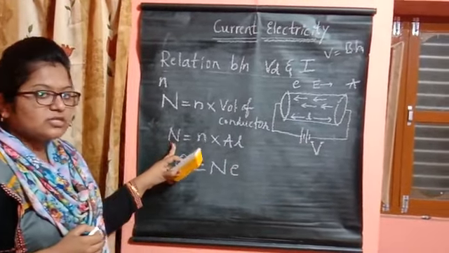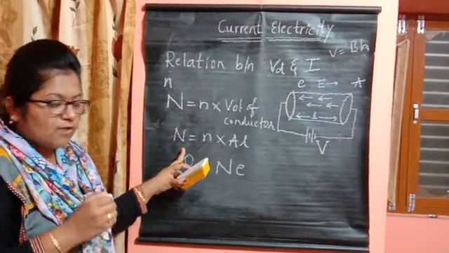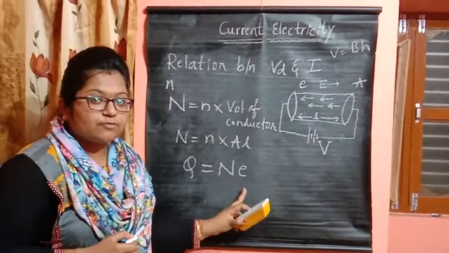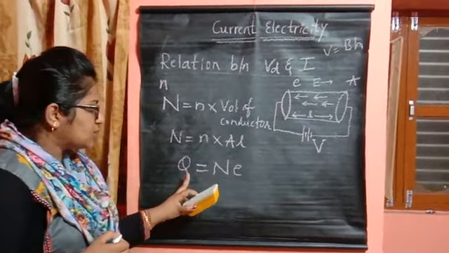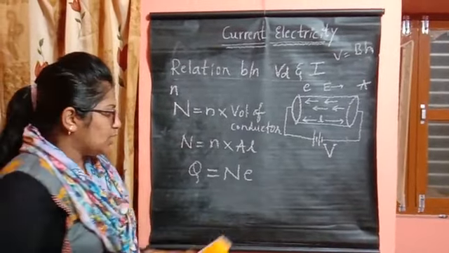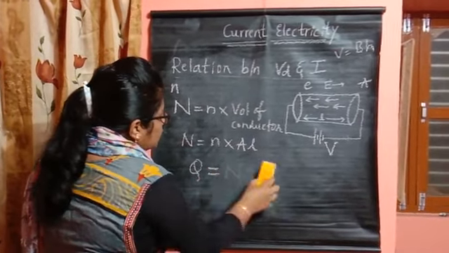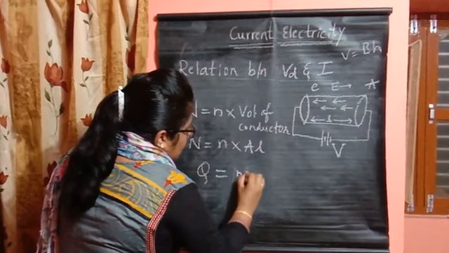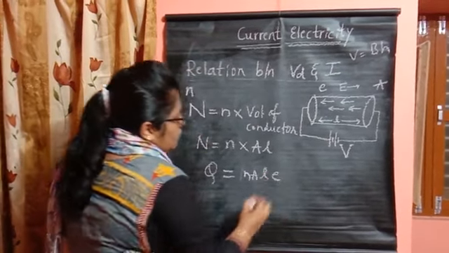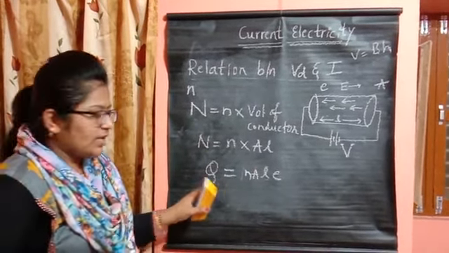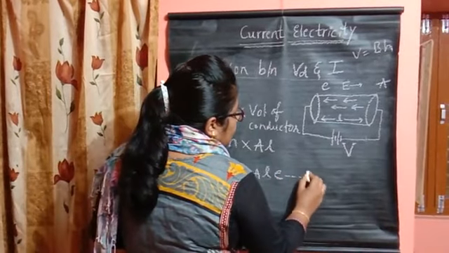Here we have considered only free electrons. We have not added the magnitude of the charge there. That's why we have considered Q is equal to N into E. And what is the value of N? You know, N A L into E. So this is what Q is. Let's call it equation number 1.